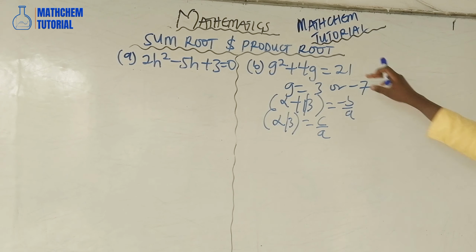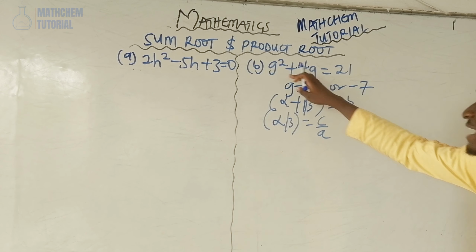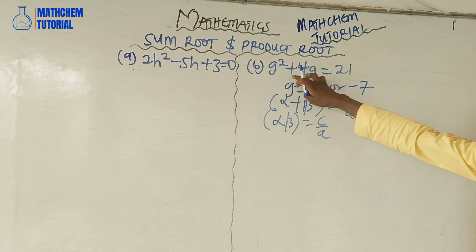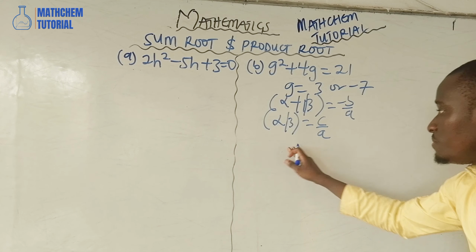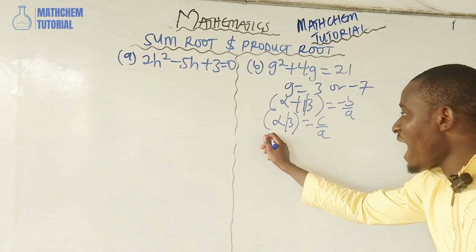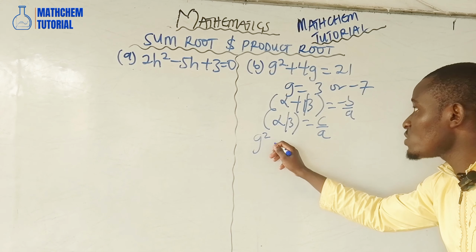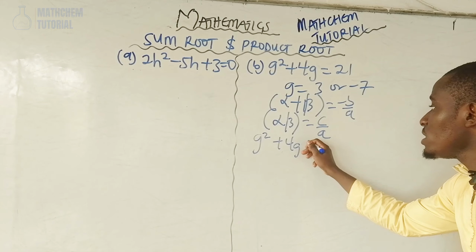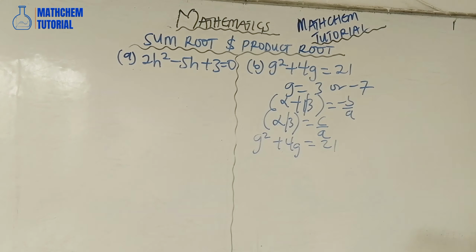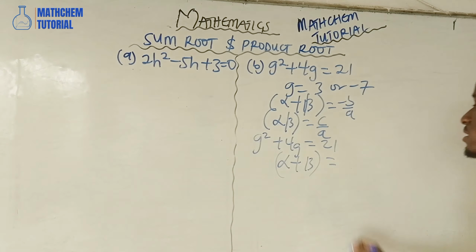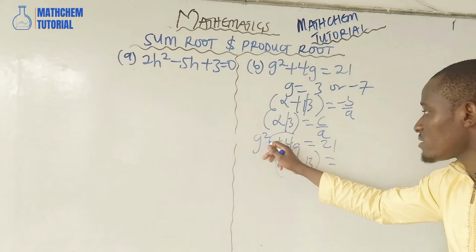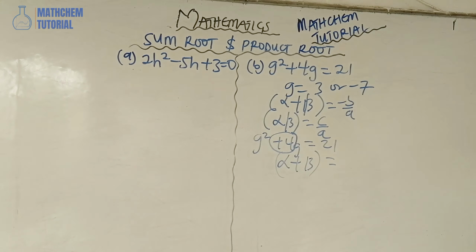So now from this expression, you know that if I should divide through by the coefficient of G square, which is 1, it will still remain 1. Hope you know that. So therefore, my alpha from this equation, G square plus 4G equals to 21, my alpha plus beta will still be this 4.